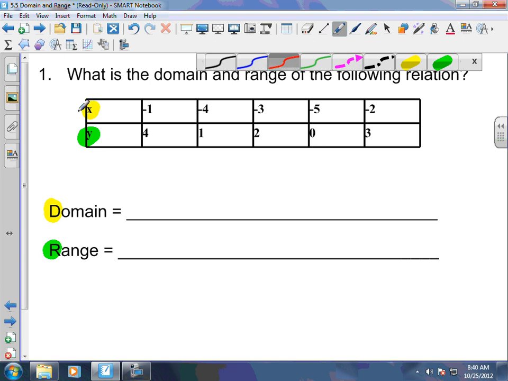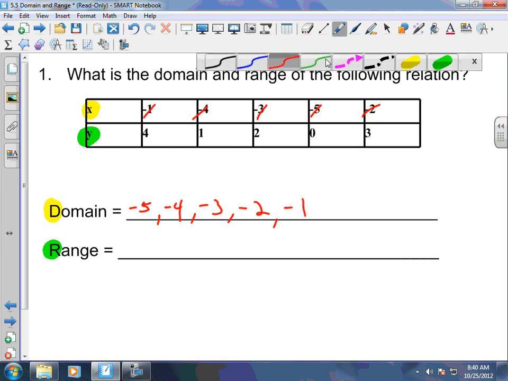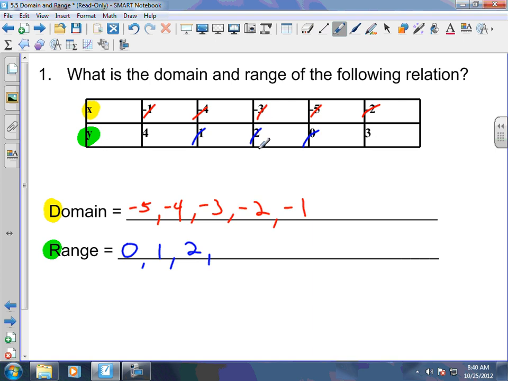I list these alphabetically from smallest to largest. Never repeat. So my smallest one here is -5. Cross it out. -4. -3. -2. -1. That's my domain. Now I have 0, 1, 2, 3, 4.